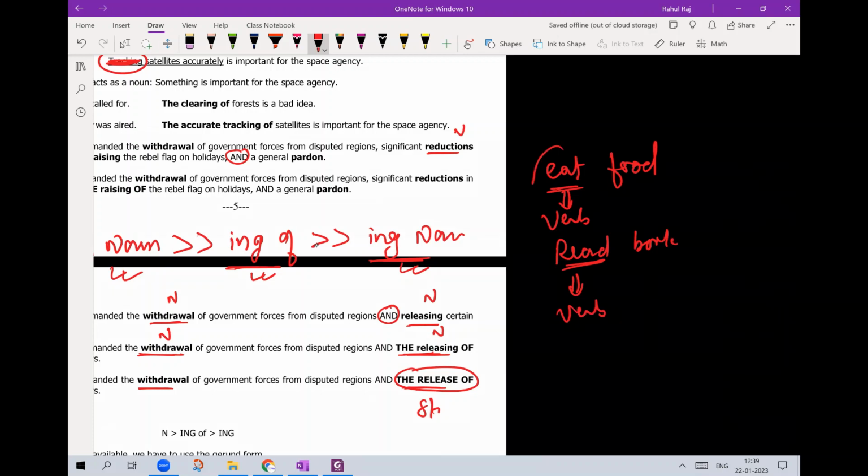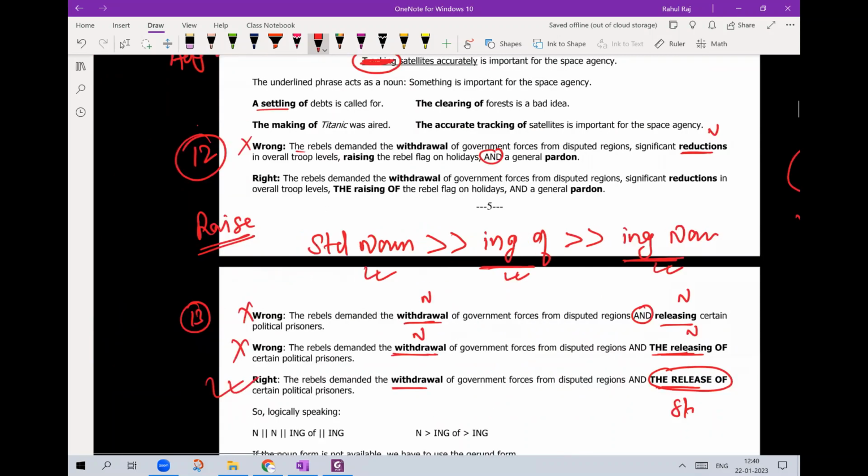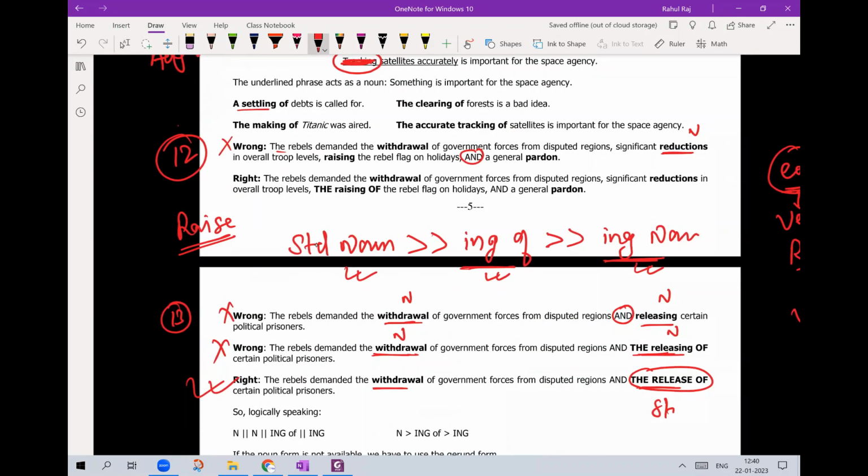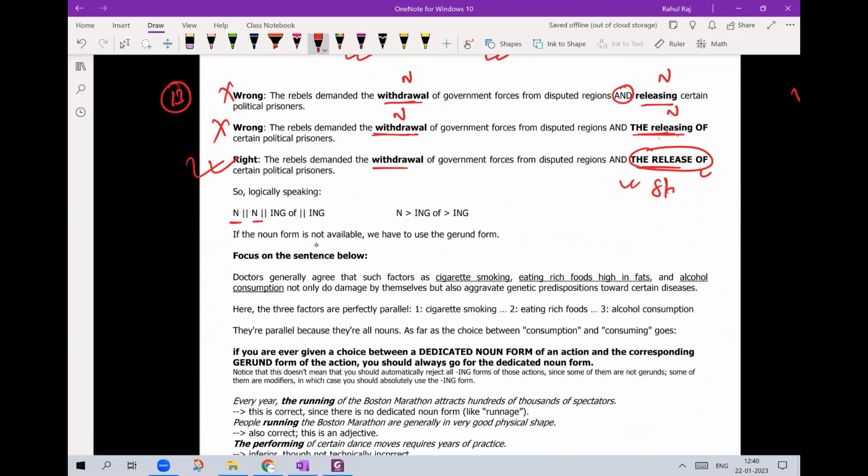So if at all you want to use eat as a noun, you have to use eating of a healthy food is a good habit. You can't say eat of a healthy food is a good habit because eat as a word is a verb. It's not a noun at all. So in question number 13, there is a standard noun available to us, release of. So we prefer that. Releasing and releasing of will not be preferred, because a standard noun is available. In question number 12, there is no standard noun called raise. So I have to go with raising of, and raising of will be preferred to raising. I hope I made some sense. So noun is parallel to noun, is parallel to ing of noun, and is parallel to ing noun. So all the nouns are parallel to each other.